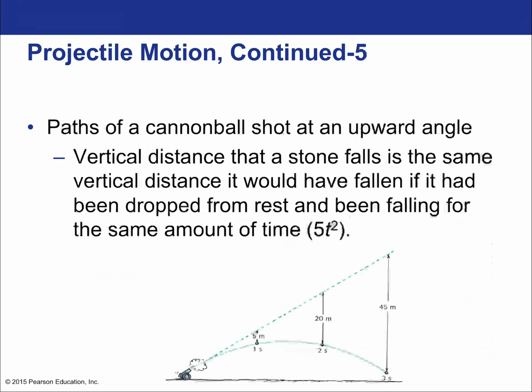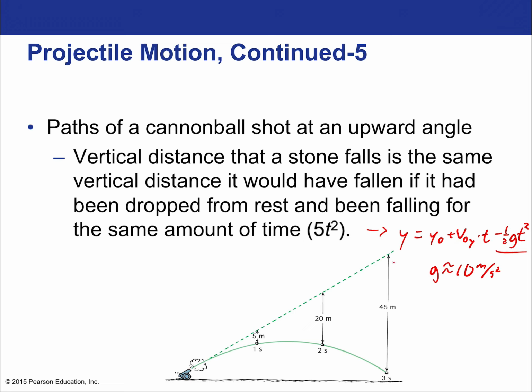All right. The paths of cannonballs shot at an upward angle. The vertical distance that a stone falls is the same vertical distance it would have fallen if it had been dropped from rest and had been falling for the same amount of time. In other words, 5t squared. Okay? And we know this 5t squared from the kinematic equation that tells us that position is y naught plus v naught y times t minus 1/2 g t squared. And we're approximating g as 10 meters per second squared. So then this term becomes the term of vertical displacement, okay? And so that just tells you how far your parabola is from the path that the ball or object would have taken in the absence of gravity.